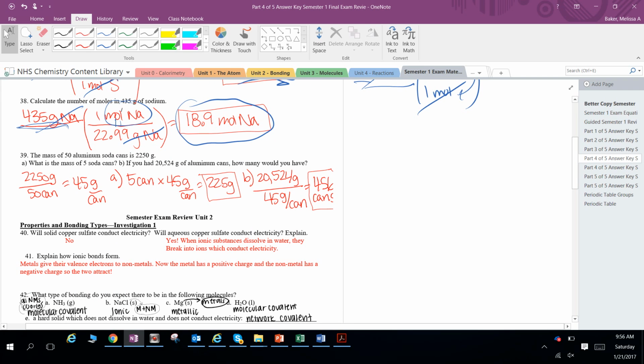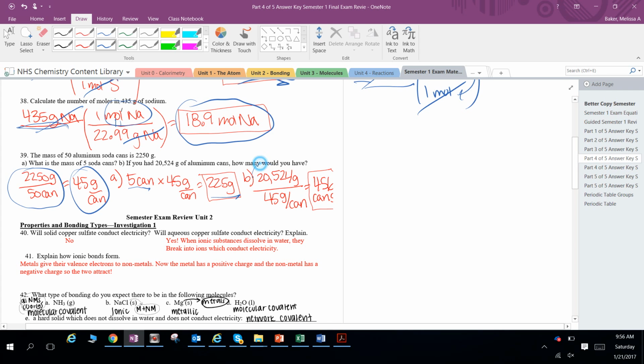39 is kind of a weird question because it was just practice for actually moving into atoms, but let's take a look at it anyways. What's the mass of 5 soda cans if 50 weigh 2,250 grams? Well, let's find out how much 1 can weighs. So 2,250 grams divided by 50 cans, each can weighs 45 grams. So if you have 5 cans, how much would they weigh? Multiply to get your answer.